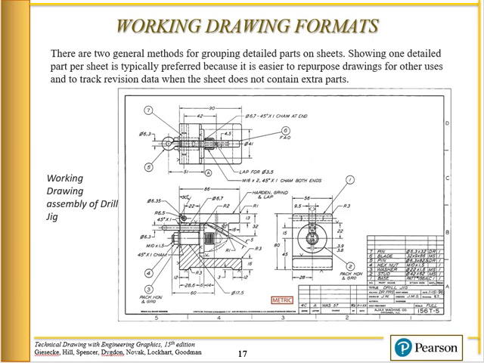Next, working drawing formats. There are two general methods for grouping detailed parts on sheets. One is to show the detail, one per sheet. This is typically preferred, but if you had a bunch of small little parts, like, again, I'm going to use the example of tool design. This is an assembly jig, for instance. Okay, so they can put all of these detailed pieces on one drawing.